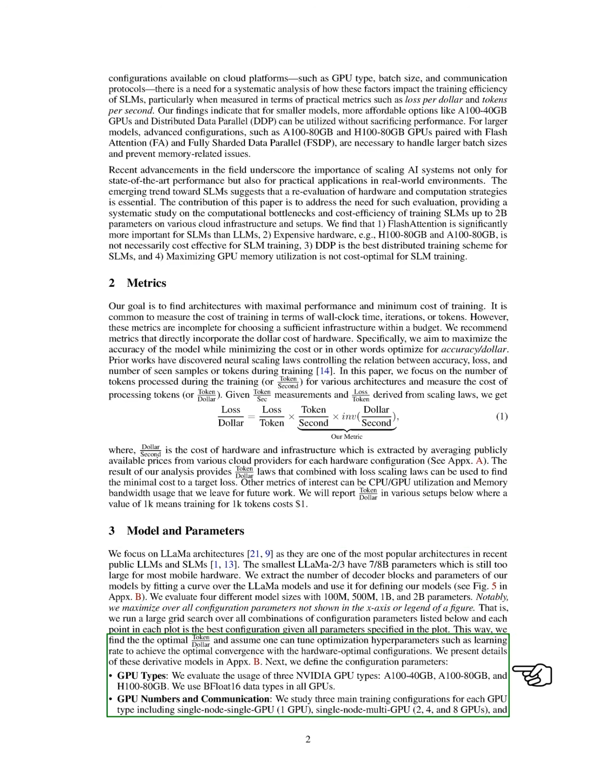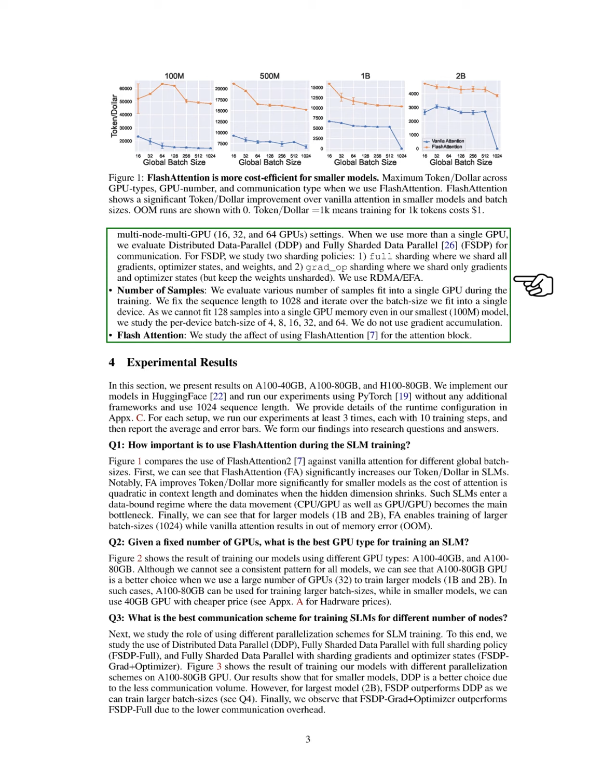Next, we outline our configuration parameters. We assess 3 types of NVIDIA GPUs: A100 40 GB, A100 80 GB, and H100 80 GB, using bfloat16 data types across all GPUs. We explore 3 main training setups for each GPU type: single-node single GPU, single-node multi-GPU, and multi-node multi-GPU configurations. For setups with multiple GPUs, we evaluate distributed data parallel, DDP, and fully sharded data parallel, FSDP, communication methods.